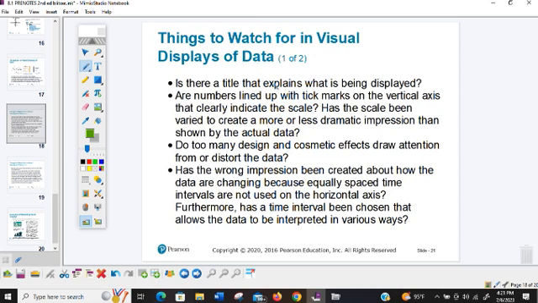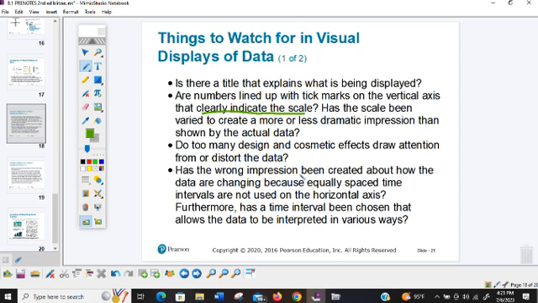Here's some other things. Look at the title. Does it tell you what's being displayed? Are the numbers lined up with the tick marks? Do they clearly indicate the scale? That's a huge one. Has the scale been varied to make it look dramatic? Are there too many design and cosmetic effects that draw your attention so you really don't pay attention to the data? We'll see an example of that in a minute.